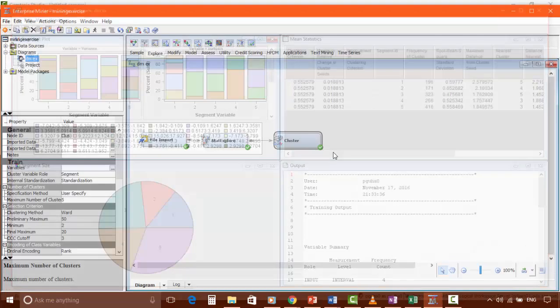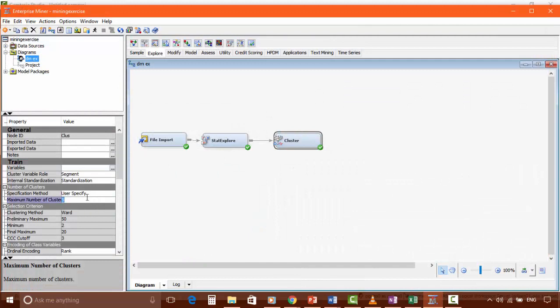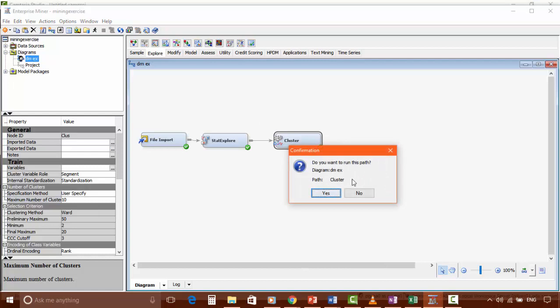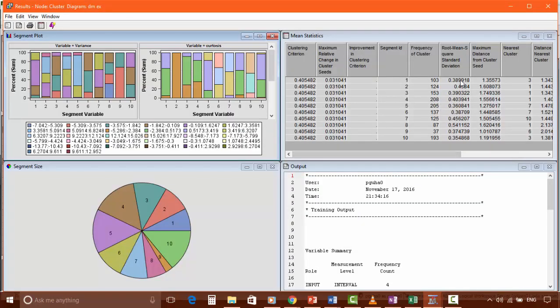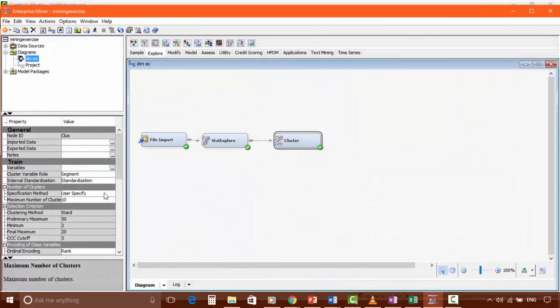Let's now change the number of clusters and increase it to 10, and let's run the clustering algorithm again, and let's see the results now. As we can see, now the mean square error has a range of 0.38 to 0.35, and it has decreased dramatically from the previous example, which had the number of clusters as 5.